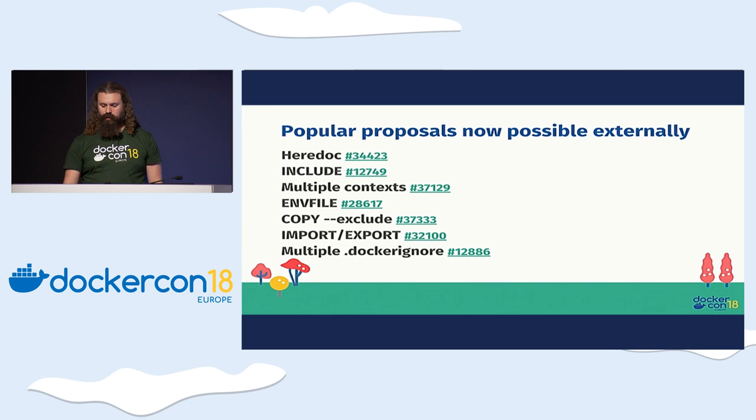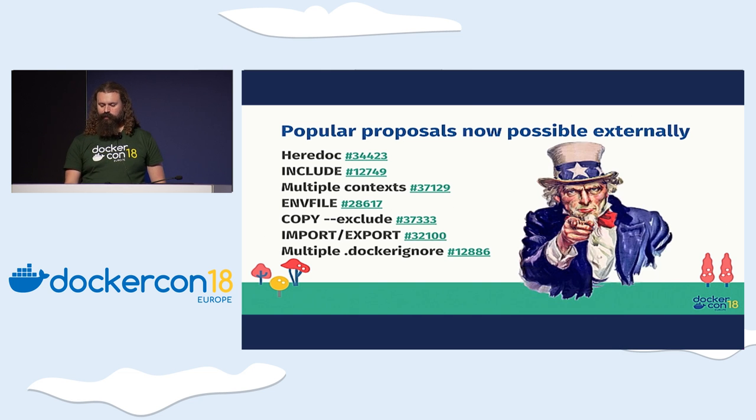So there's lots of popular proposals for extensions to the Dockerfile, heredocs, includes, I won't go through the whole list. These are all now possible. They can all be done externally, or they can be done as conditionally compiled experimental things in the main Dockerfile frontend source code, which would be the recommended way, I think. And we're looking for the community to help us implement some of these ones and scratch their itches, scratch their friends' itches, and so on and so forth.